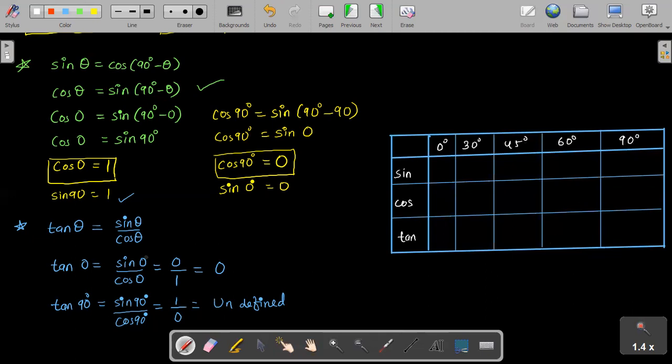Let us go from the back side. What we know from the back: tan 0 is 0, tan 90 is undefined, right? I will write it as UD. Then we know sine of 0 is 0, correct? But sine 90 is 1. Cos 0 is 1, cos 90 is 0. They both are connected to each other.